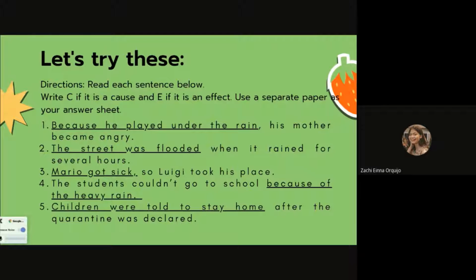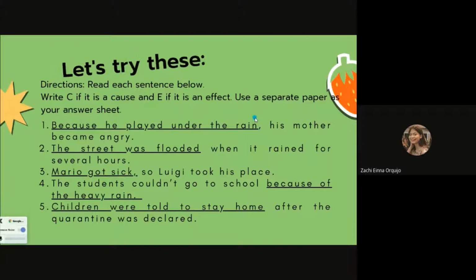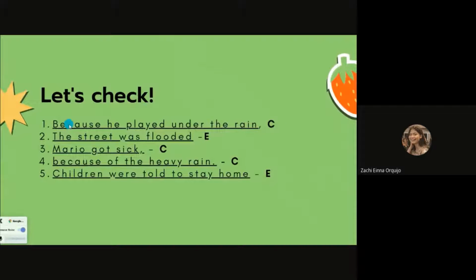Alright, time's up. So let's identify the underlined clauses kung sila ba ay cause or effect. So, yung unang sentence natin na because he played under the sun, it's a cause, or ito ay sanhi. Yung clause naman na the street was flooded, ito ay effect, no? Pangatlo, Mario got sick, ito ay cause or sanhi. And yung pang-apat natin, because of the heavy rain, ito ay cause or sanhi. At lastly, children were told to stay home, ito po ay effect.